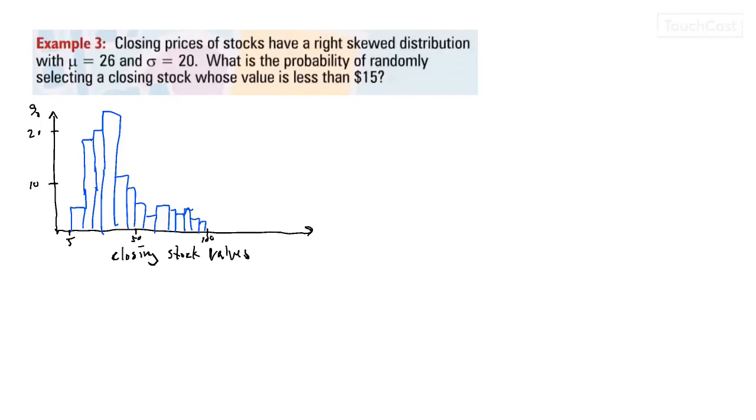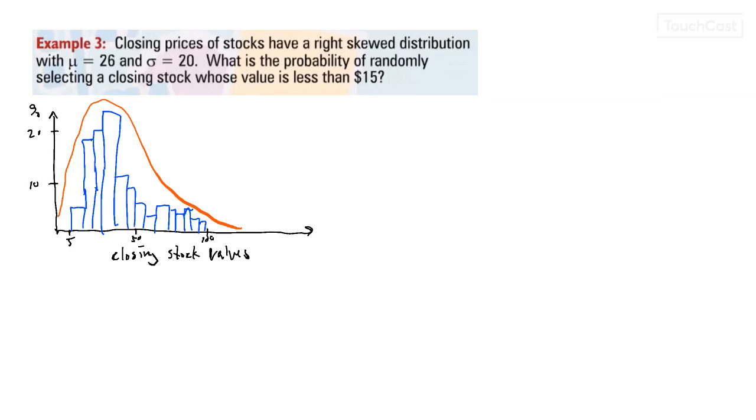So let's look at another example. Let's look at the closing prices of stocks. In this example, you can see here that the closing prices of stocks has a slightly right skewed distribution. Just by drawing a line, you can see that it's skewed to the right. It has a population mean of 26 and a standard deviation of 20.